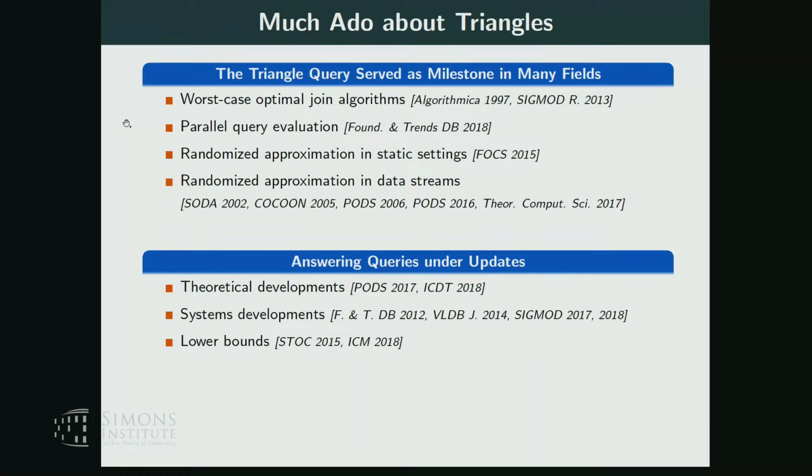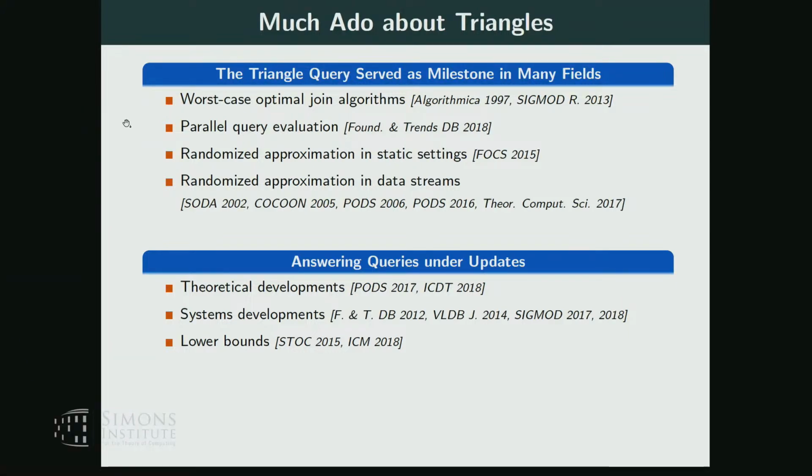So there is a lot of literature on the triangles. It served as a milestone in many fields. For instance, for worst case optimal join algorithms, that was one of the workhorses, showing that we can get lower complexity than just using standard query evaluation techniques that join two relations at a time. Then in parallel query evaluation, there is an article by Uri Zurich, but also by Hung and colleagues.